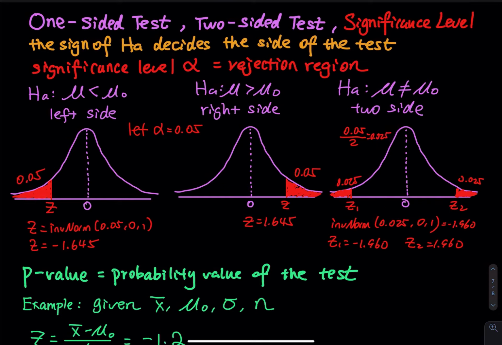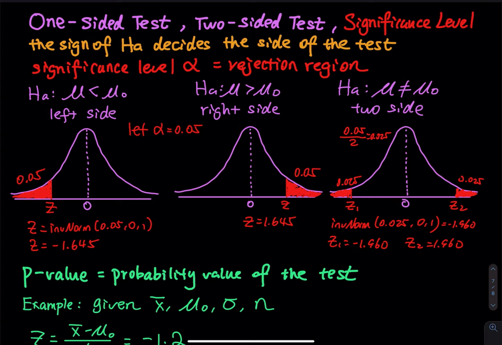Let me give you a graphical representation of one-sided test, two-sided test, and significance level. Before we start, you have to know that the sign of the alternative hypothesis, HA, decides the side of the test. So when you decide the side, one side, two side, significance level, one side can be left side, right side. These all depend on the sign of HA. And then the significance level alpha has another name. I call that rejection region.